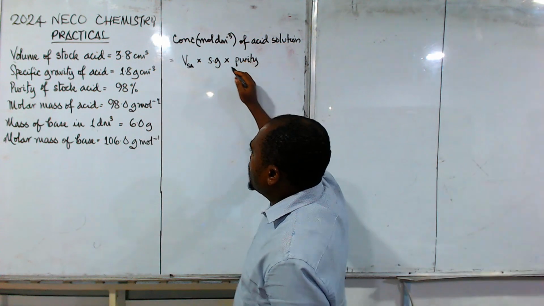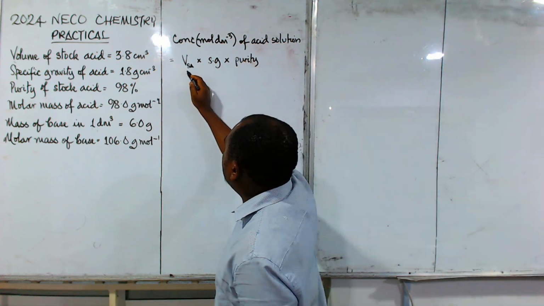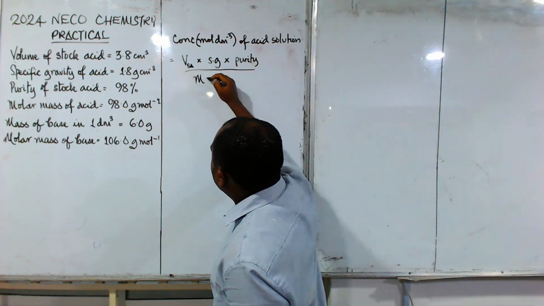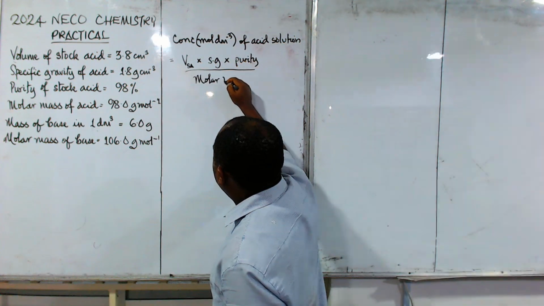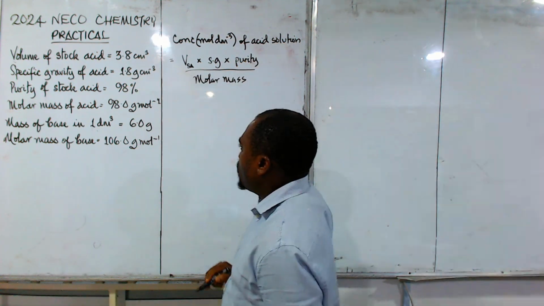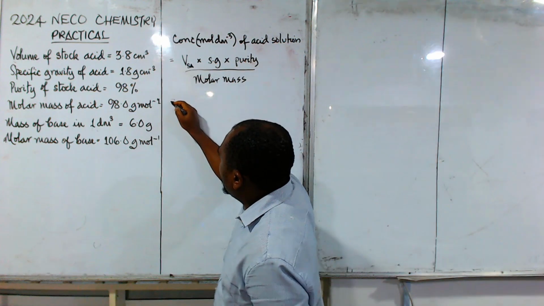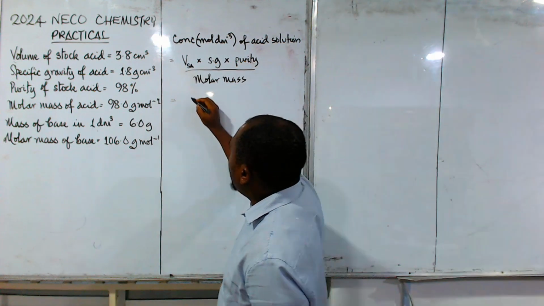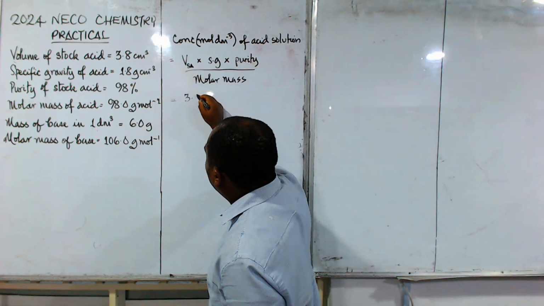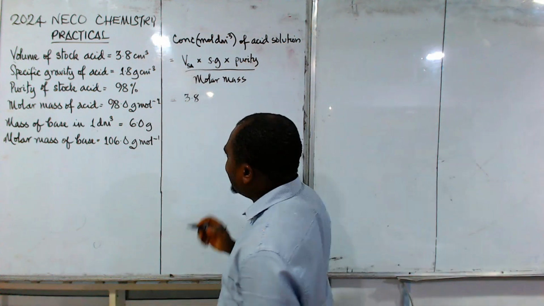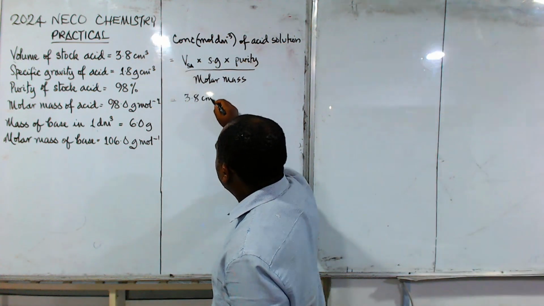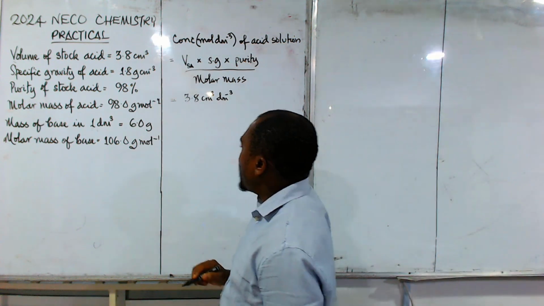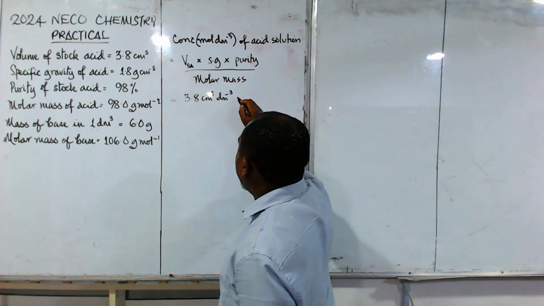Okay, then with this now, we divide everything by the molar mass of the acid, right? So what do we do now? The volume of the acid here is what? 3.8. You are asked to dissolve 3.8 cm cube in 1 dm cube. 3.8 cm cube in 1 dm cube.